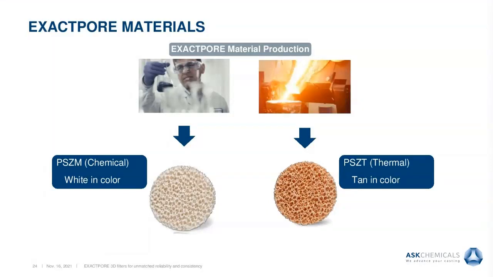The Exact Pour materials are made with two different types of raw materials. First, the PSEM, which is a chemically derived zirconia that is white in color. And secondly, a PSZT, which is a thermally derived zirconia, which is tan in color.